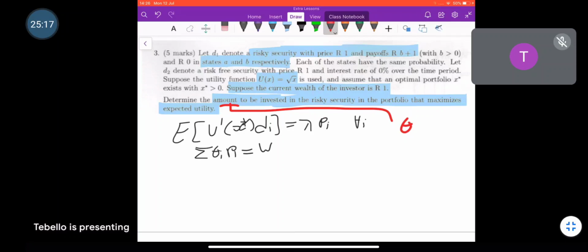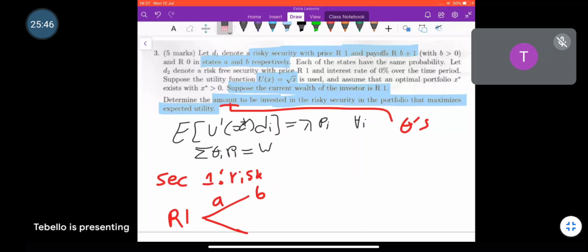So I can try to simplify this. Security 1, which is also called the risky asset, or risky security, has a price of 1. And it has 2 payoffs, so there are 2 states. In state A, you have a payoff of B plus 1. In state B, you have a payoff of 0.